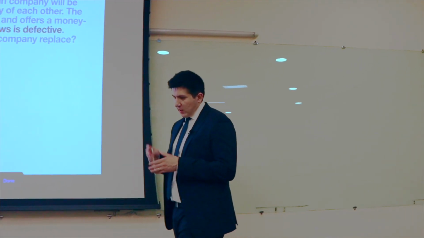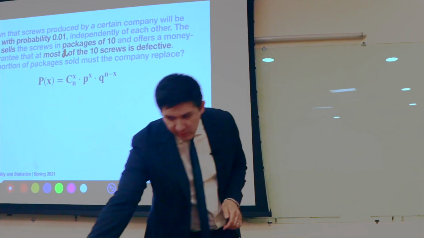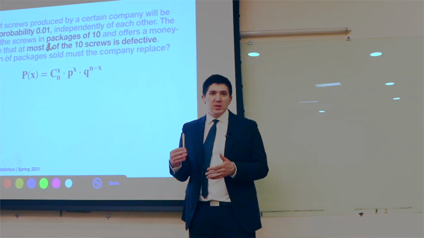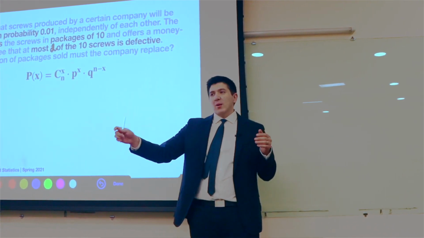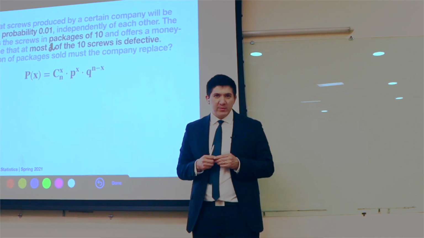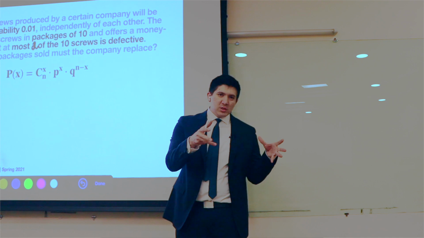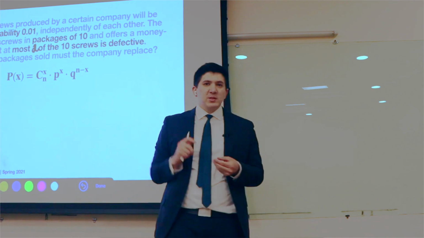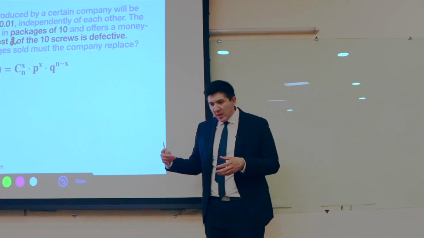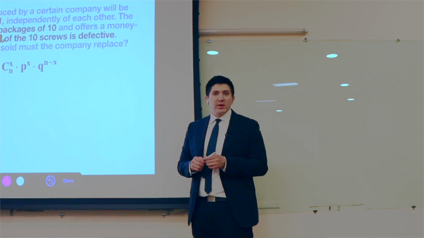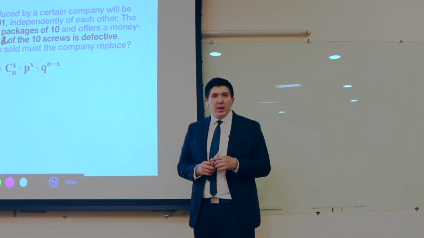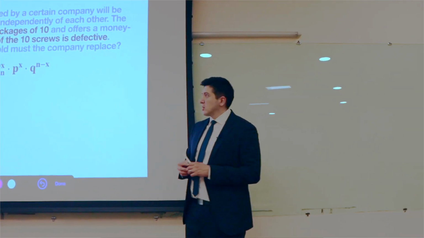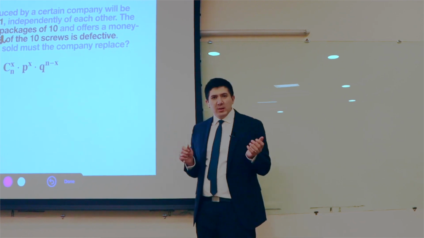So what does it mean? It means that the company produces lots of screws, and if you choose one of the screws at random, the probability that this screw is defective is 0.01. So it means that at most, like 1 out of 100 screws are defective. So the company just makes packs of 10 screws and sells them to the customers. And if the customer opens a pack and finds 2 screws defective, or 3, or even more, the customer can come back to the company and get the money back. Okay? So if 1 screw is defective, then it's okay.